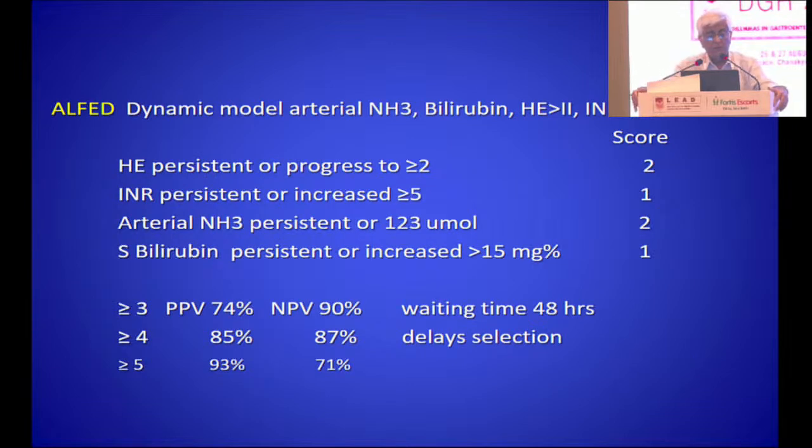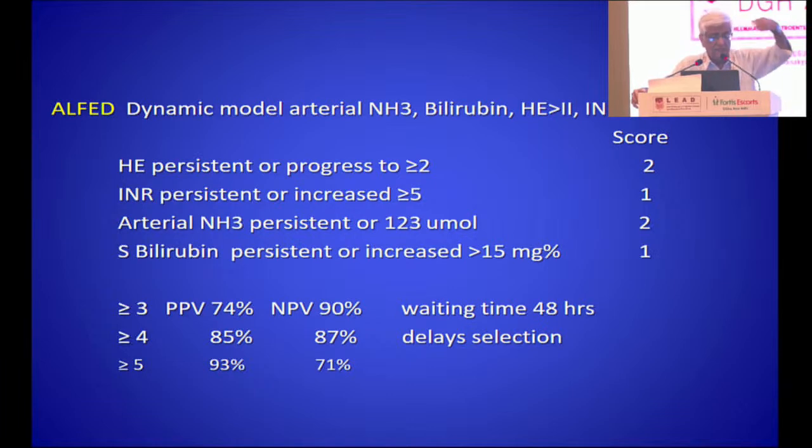But I'll go into this dynamic model known as the ALFED model from All India Institute. Subrat Acharya was the main author, where they assessed the arterial ammonia over a period of 48 hours, bilirubin, hepatic encephalopathy, and INR. And they gave scores on these 4 parameters and suggested that the positive predictive value for a score of more than 3 was 74%.